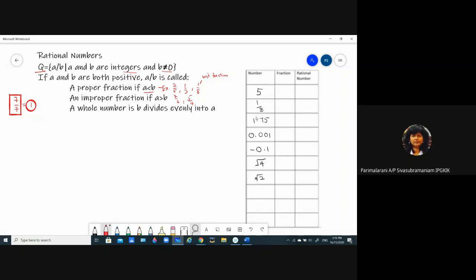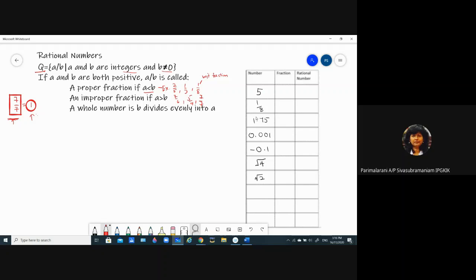So we must know whether it is a proper fraction or an improper fraction. So it belongs here. 7 over 7 is an improper fraction. A whole number is when B divides evenly into A. But this is not called a whole number. This part of it is called a whole number. This is still an improper fraction.